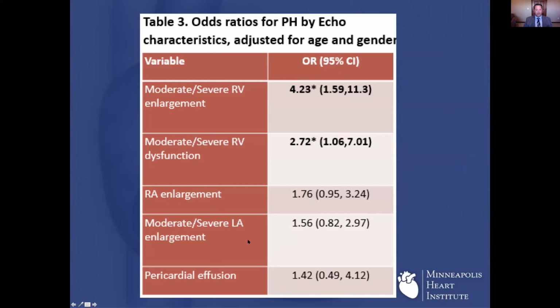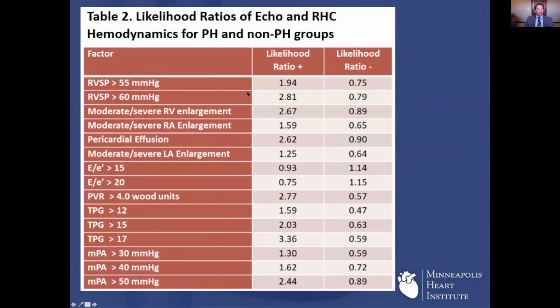When we look at likelihood ratios, the higher the RVSP, the more likely someone would have post-TAVR PH. Likewise, moderate to severe RV enlargement, pericardial effusion, pulmonary vascular resistance greater than 4 Wood units, and as the transpulmonary gradient increased, the likelihood ratio increased as well for post-TAVR PH.